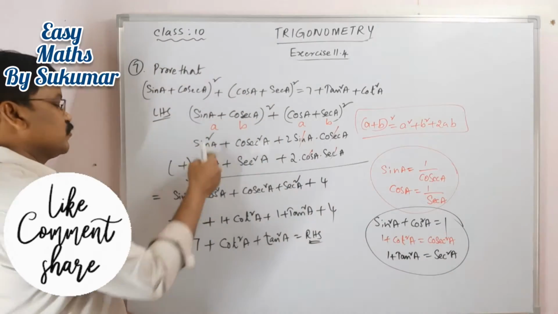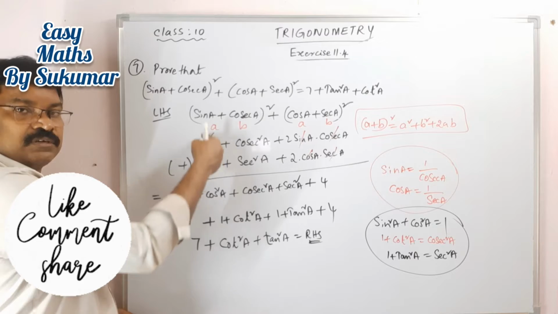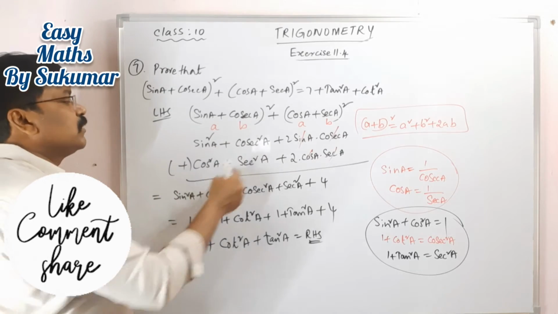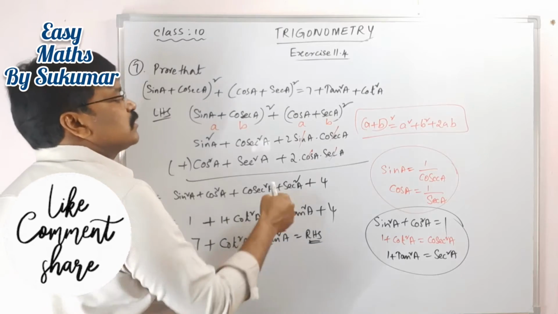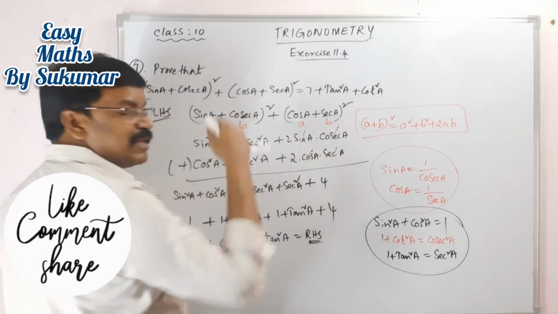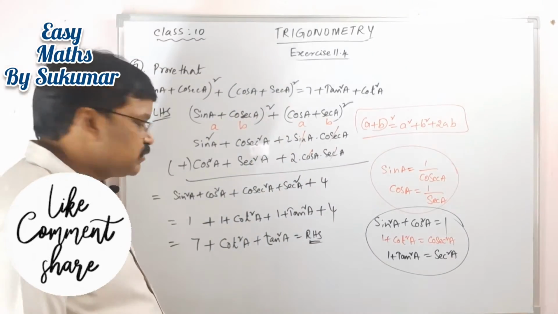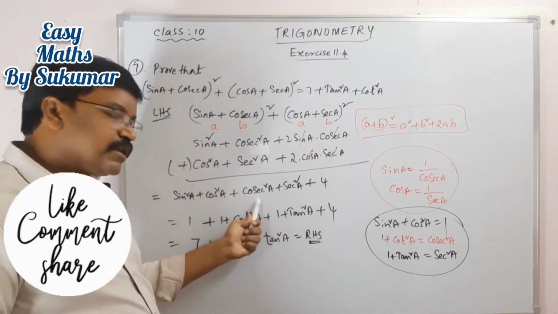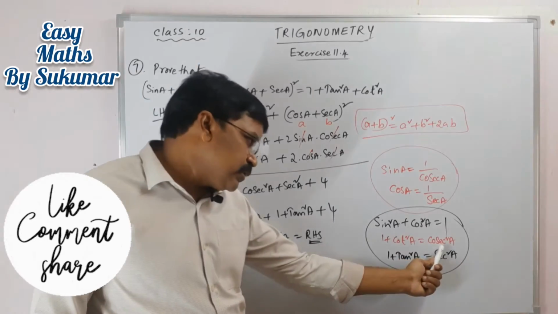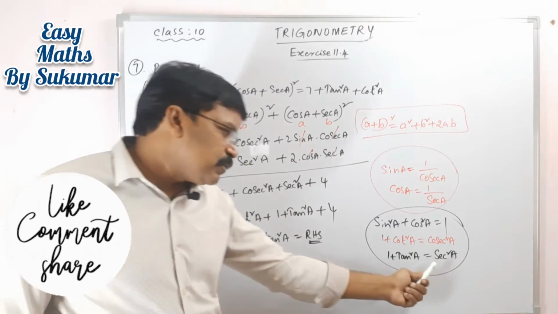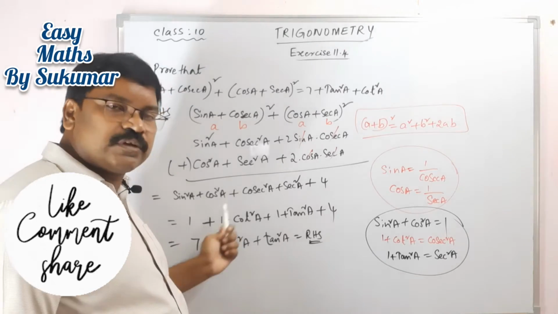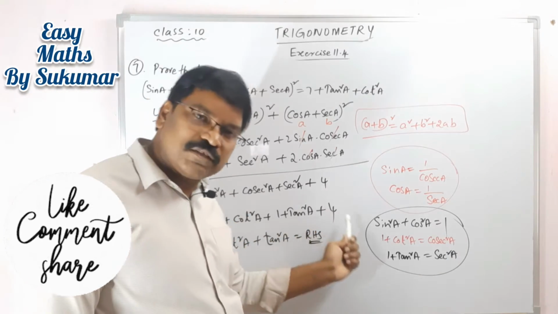Now here sin square A plus cos square A, just the first terms in the first and second rows. Here the second terms, cosecant square A plus secant square A, plus 2 is plus 4. Okay my dear students. Now sin square A plus cos square A means 1. Cosecant square A means 1 plus cot square A. Secant square A means 1 plus tan square A. So that means 1 plus cot square A plus 1 plus tan square A plus 4.